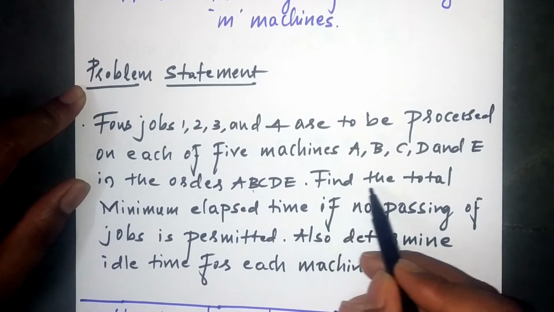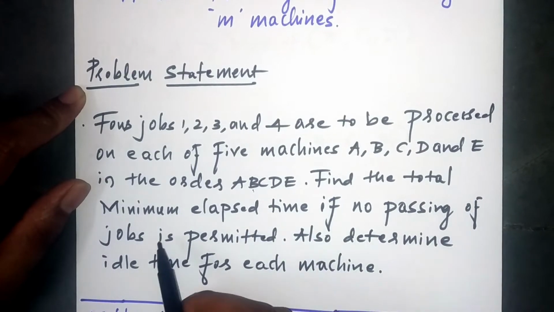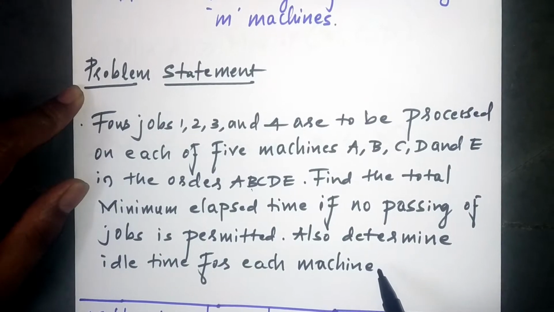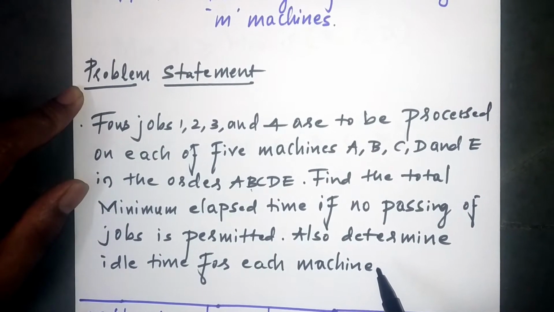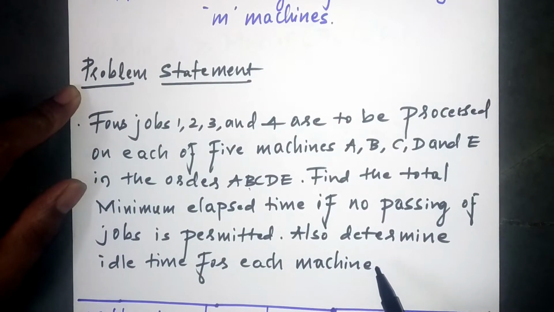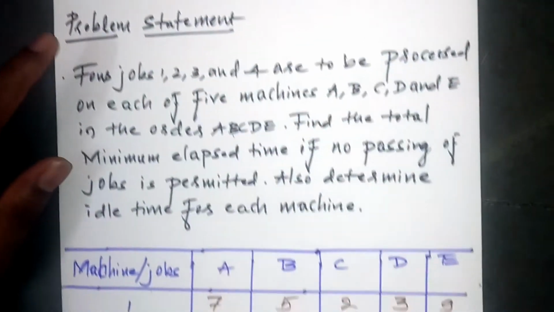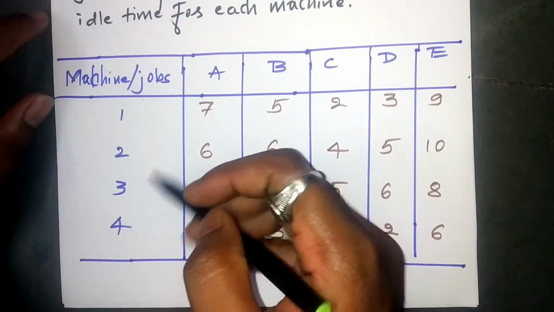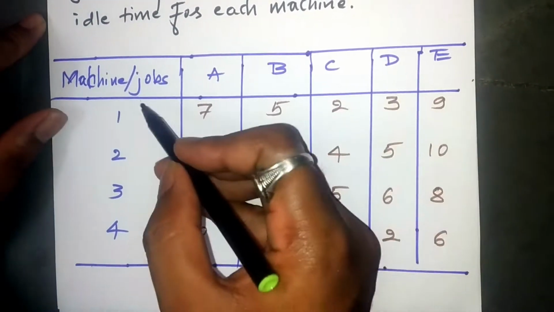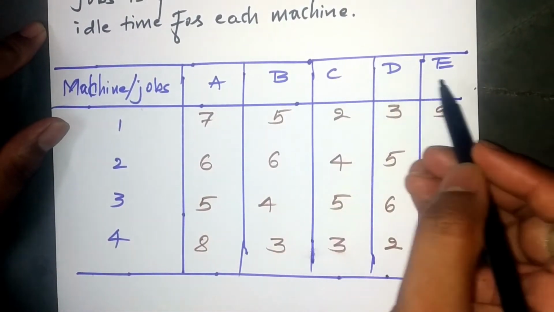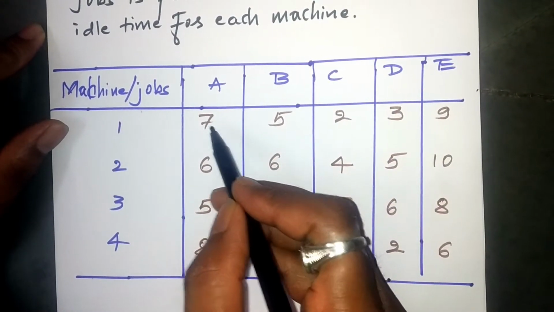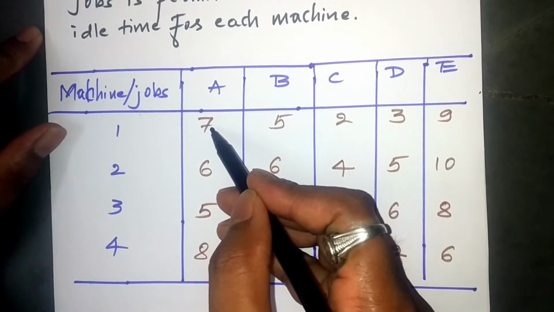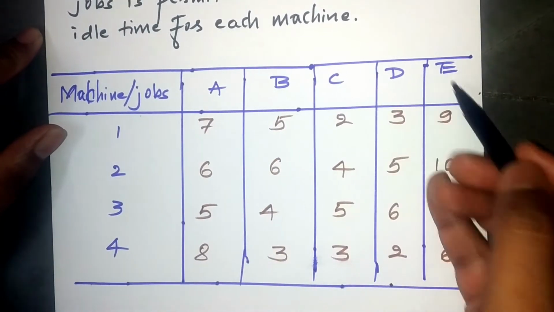Now in this case, find the total minimum elapsed time if no passing is permitted, and also find the idle time. So in this problem they asked to find the total minimum elapsed time and the idle time. Now here is a table. There are 4 jobs and 5 machines. These 4 jobs will be processed on these machines, and these are the timings. It means if job number 1 starts processing on machine A, it will take 7 hours. Like this they have given for all the machines.